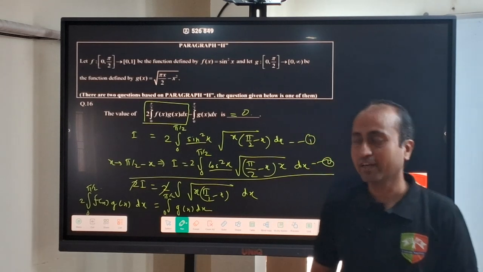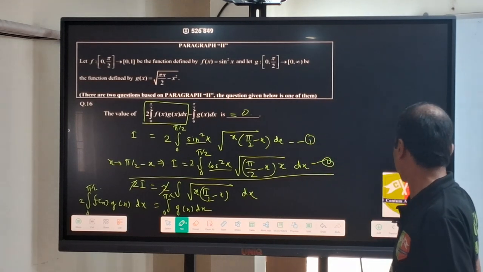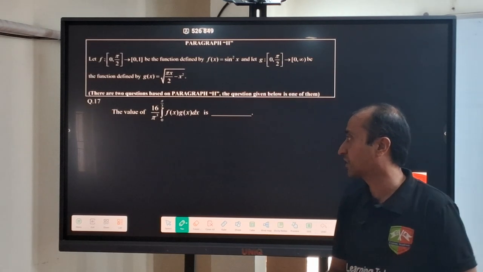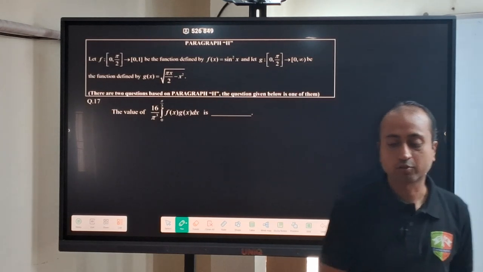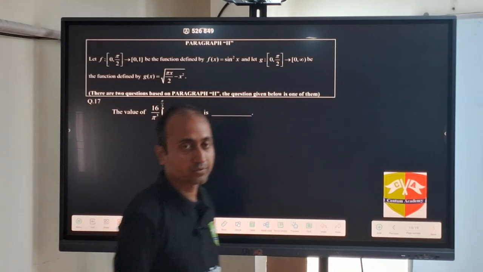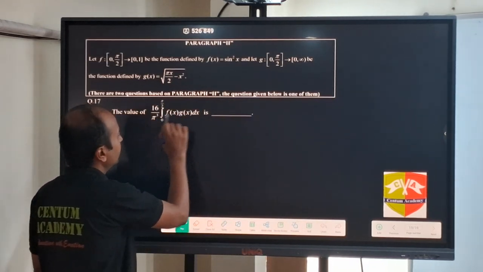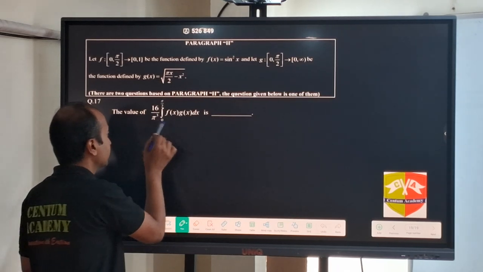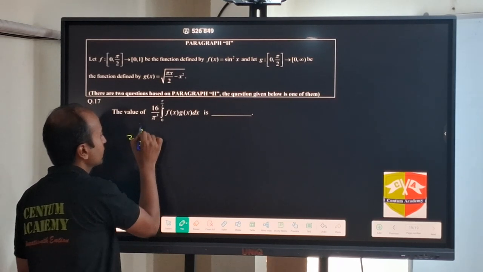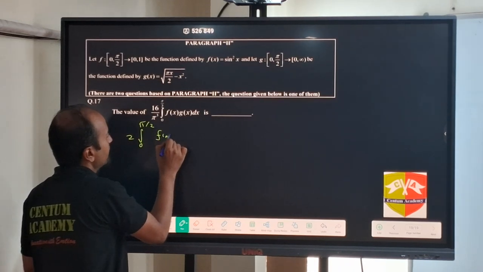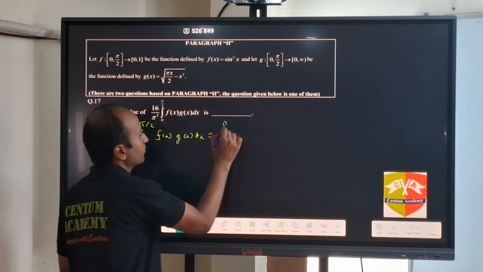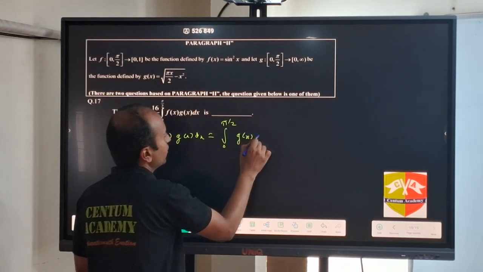Alright, let us look at the next part of the question. In the last question of the paper, they are actually asking the value of the integral from 0 to pi by 2 of f(x) dx. So to make our life really simple, what we are going to do is use the previous question to solve this problem. In the previous question, we just learned that 2 times the integral from 0 to pi by 2 of f(x) g(x) dx is actually equal to the integral from 0 to pi by 2 of g(x) dx.